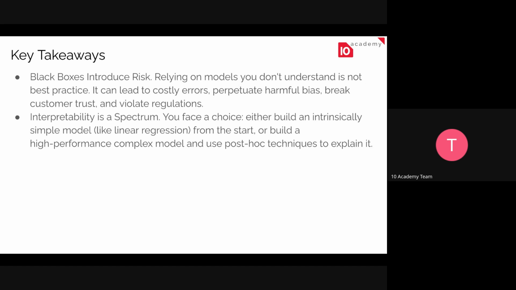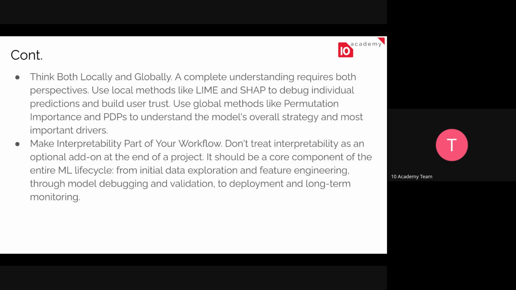which is a spectrum, you can face a choice: either build an intrinsic simple model or a white box model from the start, or build a high performance complex model and use a post-hoc technique in order to explain it. So lastly, think both locally and globally, to get a complete understanding; these two will give you both perspectives.